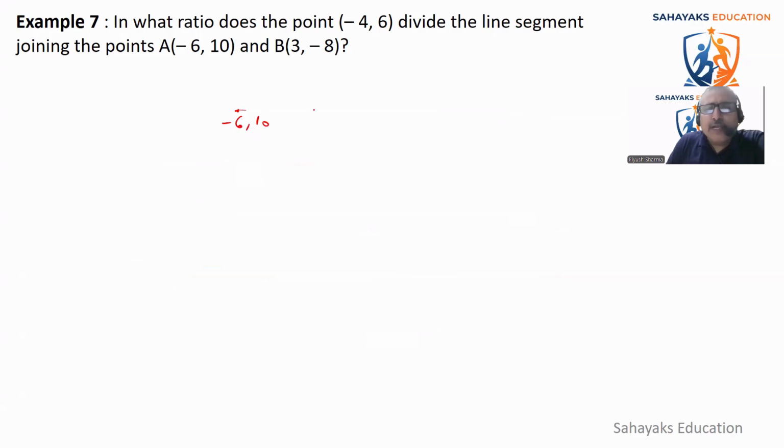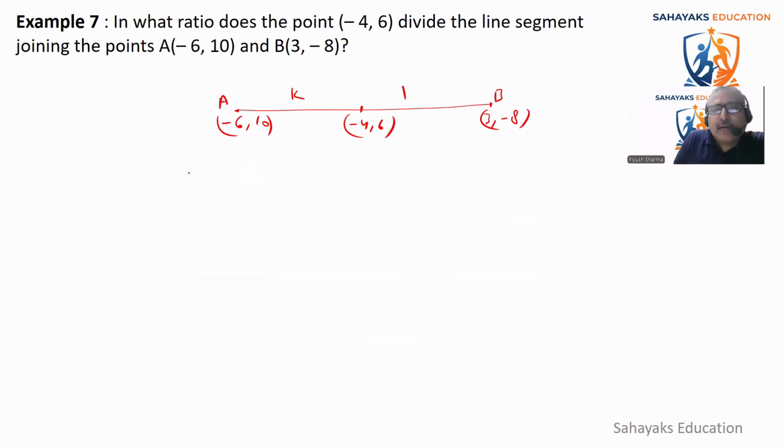-6, 10 is the point. Here it is 3, -8. This is point A. This is point B, and here's point -4, 6. Okay, so this time I'll again take k is to 1, but this time I'm going to find it from the value of y. So y is equal to, I'll take directly the formula. It is k into -8, so I'll say -8k plus 1 into 10, that is 10, divided by k plus 1.